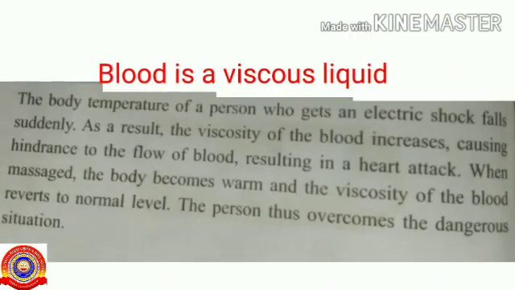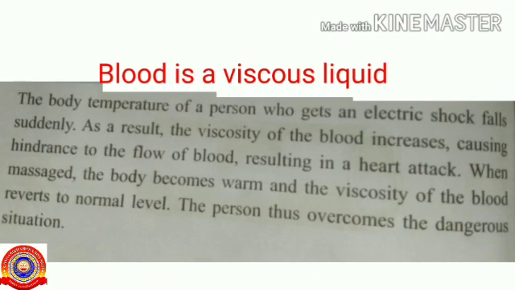We know that a person who had an electric shock is to be massaged. Let's see what changes it produces in the body of the person, or what is the relation with viscosity. The body temperature of the person falls suddenly. As a result, the viscosity of the blood increases, causing hindrance to the flow of blood. That means it prevents the easy flow of blood through the blood vessels, resulting in a heart attack. When massaged, the body becomes warm and the viscosity of the blood reverts to normal level.